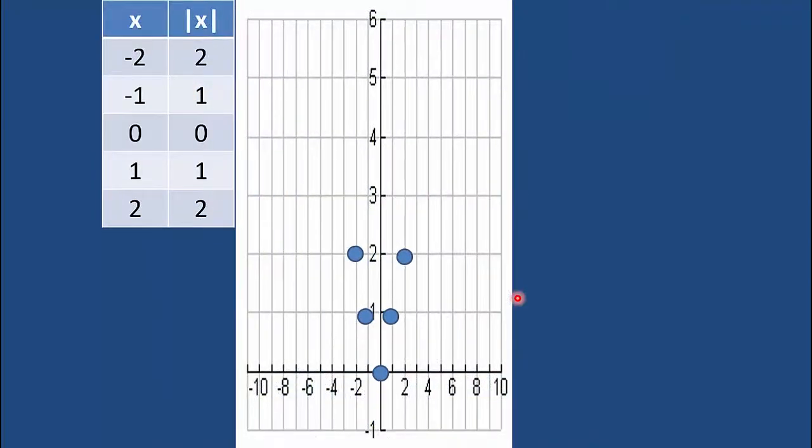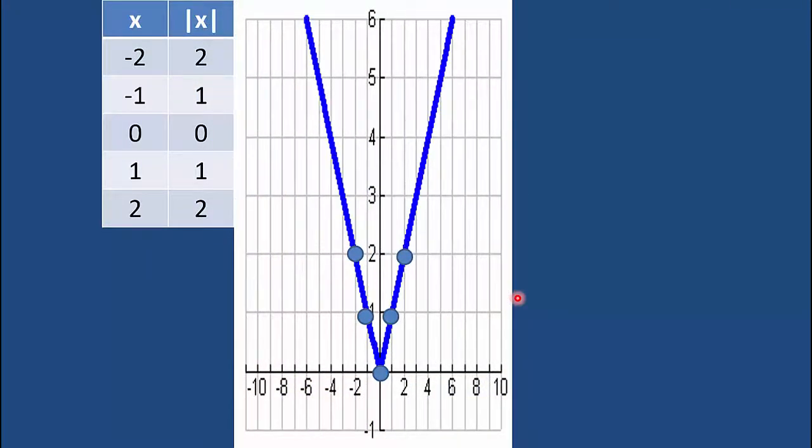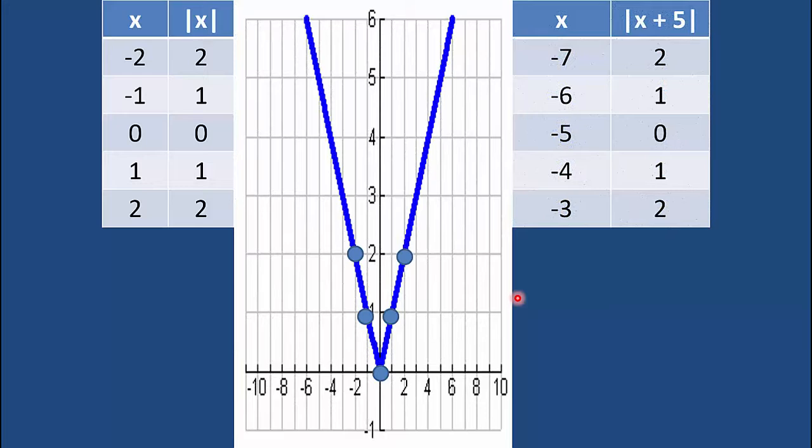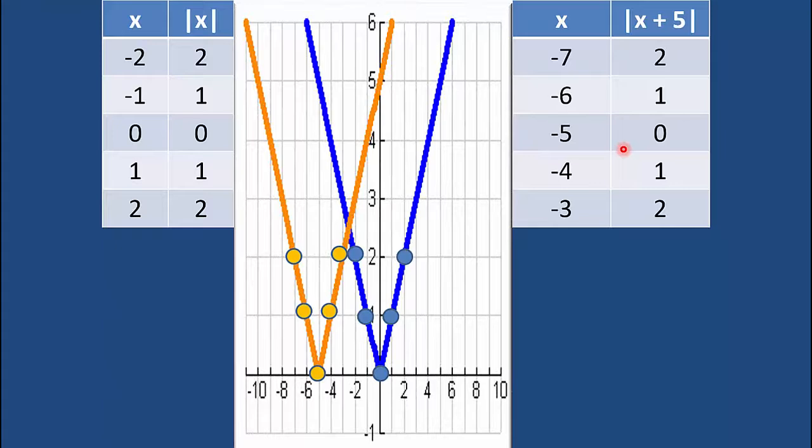Okay, so let's look at the graph. Here's the graph of the absolute value of x. Now, let's suppose we want to look at this one. Let's plot these points here. Negative 7, 2. These are points we found on the previous slide. If I plot these points, you notice that our graph has been shifted to the left because every point we had to move to the left 5 units to overcome that plus 5 that was added in there.